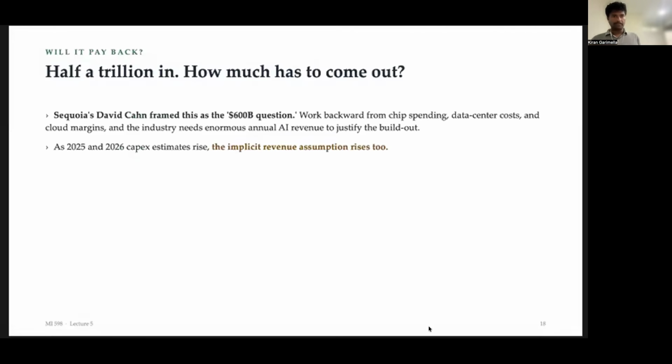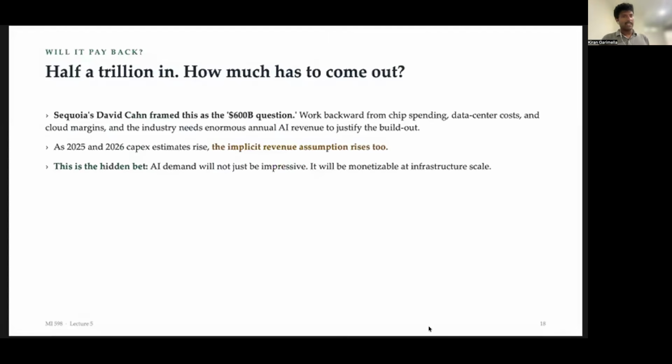and as this capital expenditure rises, the implicit revenue assumptions also rise. So if you're spending 200 billion, you're expecting 300 billion as output. But if you're spending 600 billion, you want 700 billion, a trillion, whatever amounts justify that spending. And the hidden bet is that AI demand will not just be impressive, but also monetizable at this scale. For a new technology to have an impact that can generate $1 trillion, I think that is a really hard ask.